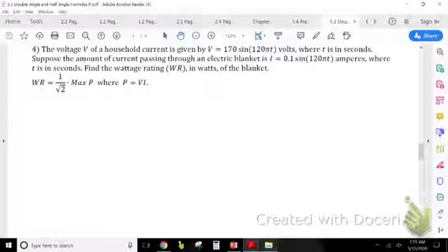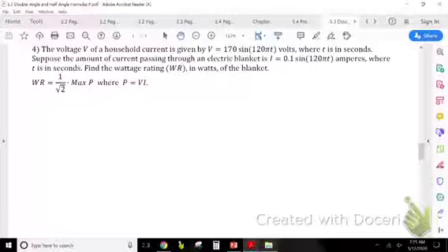All right, so the voltage V of a household current is given by V equals 170 sine of 120 pi t volts, where t is in seconds. Suppose the amount of current passing through an electric blanket is I equals 0.1 sine of 120 pi t amps, where t is in seconds. Find the wattage rating in watts of the blanket. And it tells us there the wattage rating is equal to 1 over the square root of 2 times the maximum P, where P is equal to V times I.